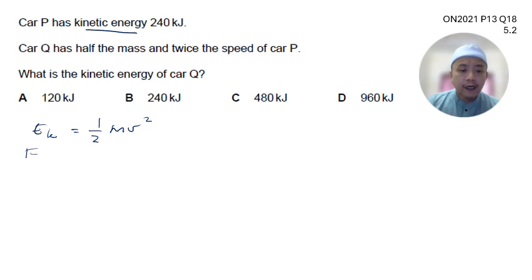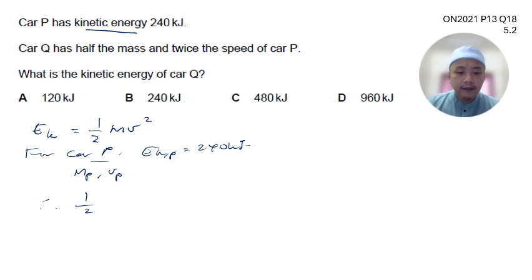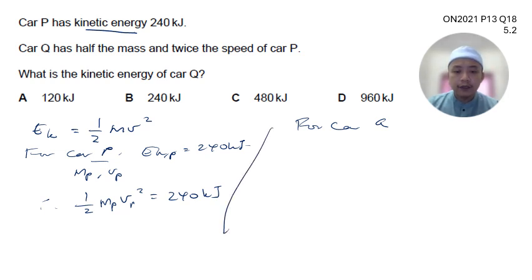So right now for car P, the kinetic energy is given as 240 kilojoules. We can express that car P has a mass of mp and a speed of vp. Plugging into the equation, half mp vp squared is equivalent to 240 kilojoules. Now, for car Q, what happens?